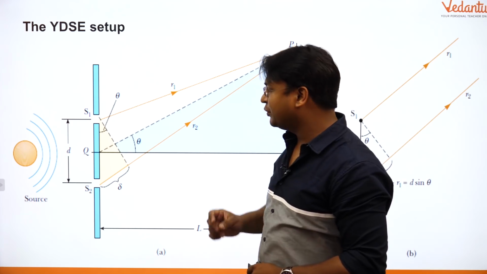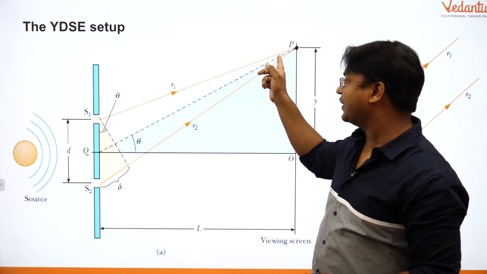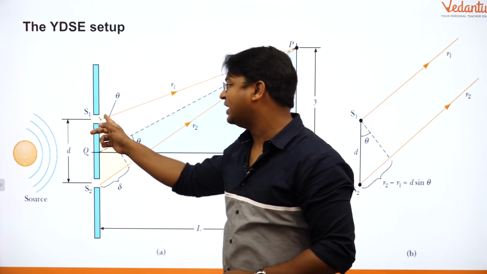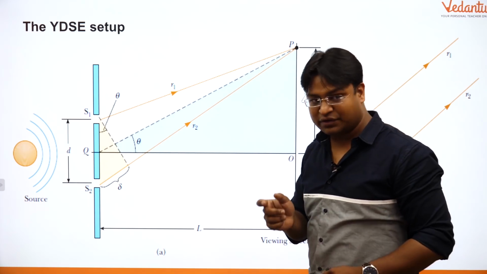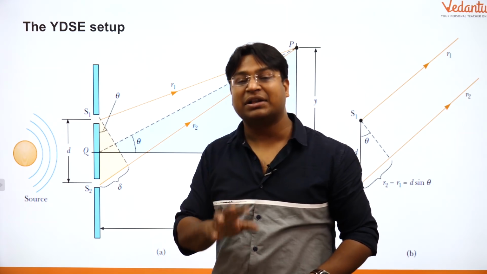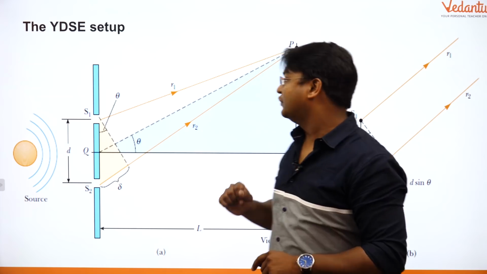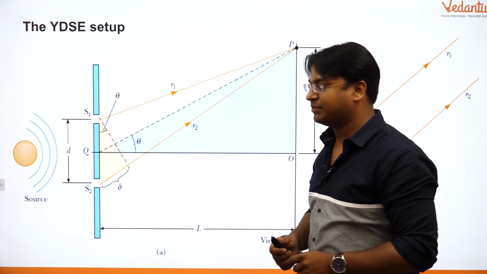Alright, so what we do, we use geometrical results to figure out what will be the difference of these two lengths, the S2P length and the S1P length. So the difference of these two will become the path difference. Once we are aware of path difference, we are now in a position to figure out what kind of interference is going to take place.